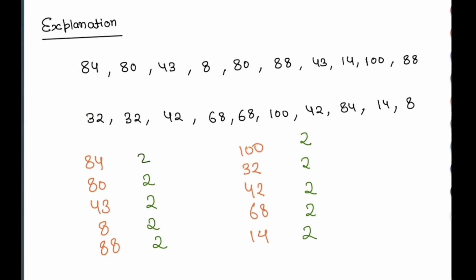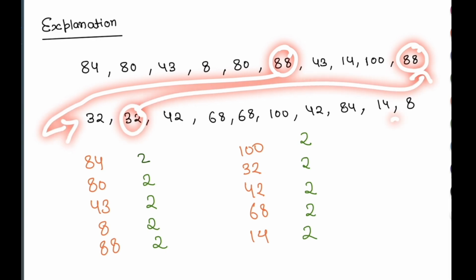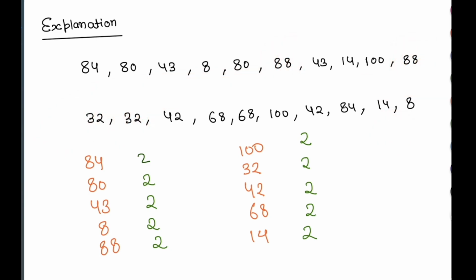So maybe what I can do is I can say, okay, I have an 88 here and another 88 in the first basket only. I can take the 88 and put it in the second basket. I can take this 32 and put it in the first basket. Now the second basket will have 88 and 32, and the first basket will also have 88 and 32, right? So we just need to evenly distribute the elements so that both the baskets have the same elements.